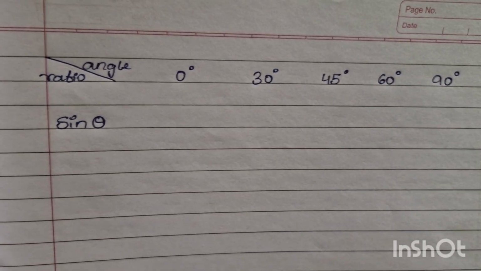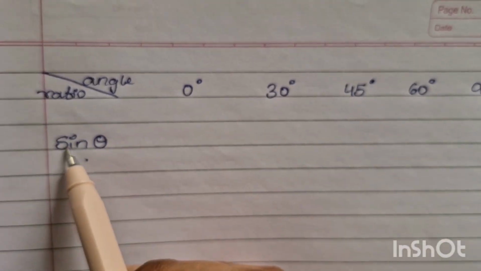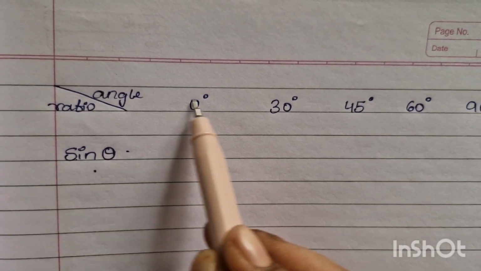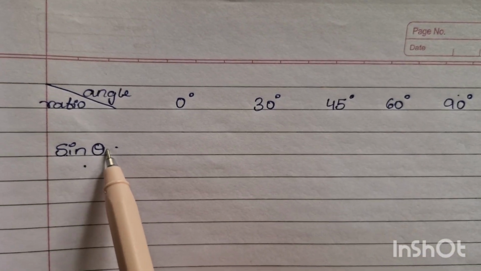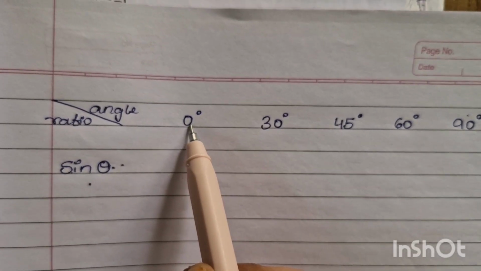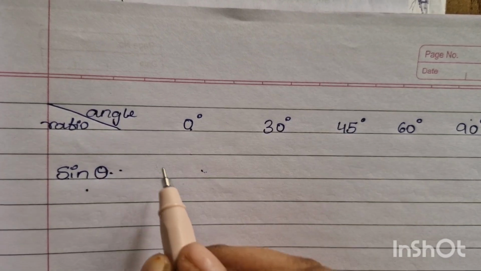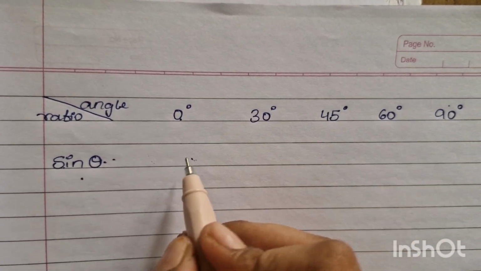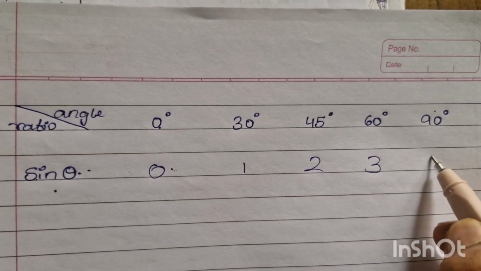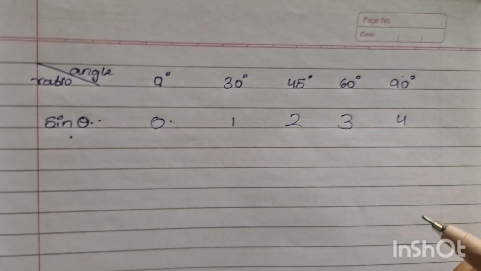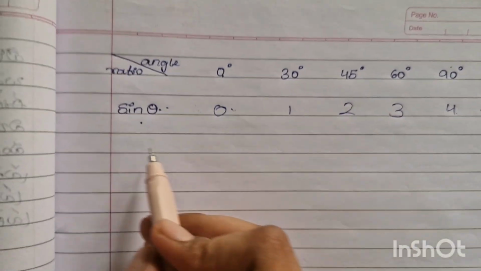So here we have sine theta, sine 0. These are the values of theta here, the angles. So in the place of theta, if there was 0, what will the value be? Here we have to take normal numbers: 0, 1, 2, 3, 4. Here I have taken these normal consecutive numbers.